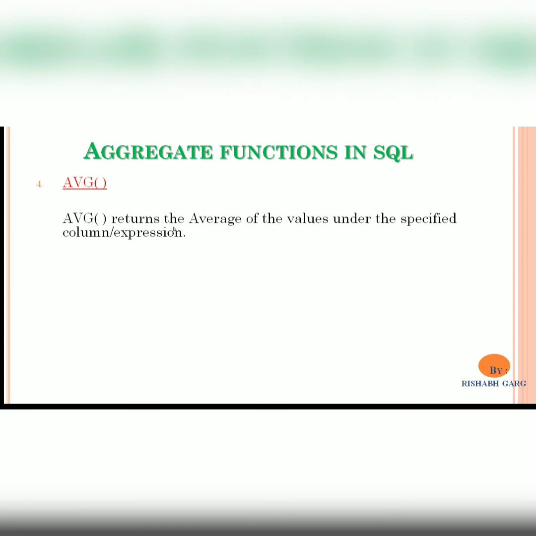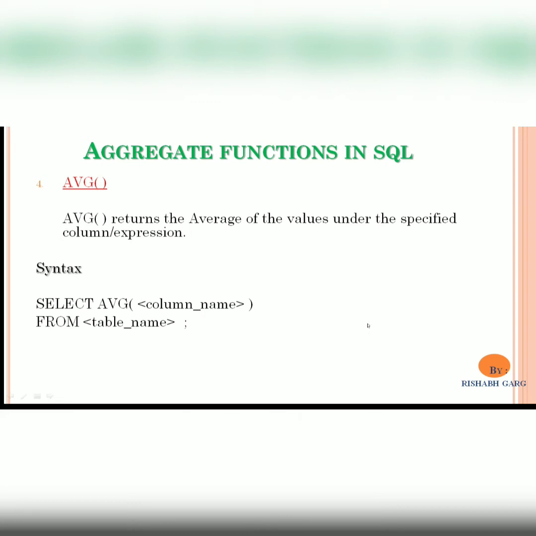So average function returns the average of the values under the specified column or expression. For using the average function, we will use the following syntax. First, we will write the select statement. Then after, we will use the average function, that is AVG. Then after, we will write the column name as an argument. Then after, we will use the from keyword. After that, we will write the table name, and at last we will use the semicolon.